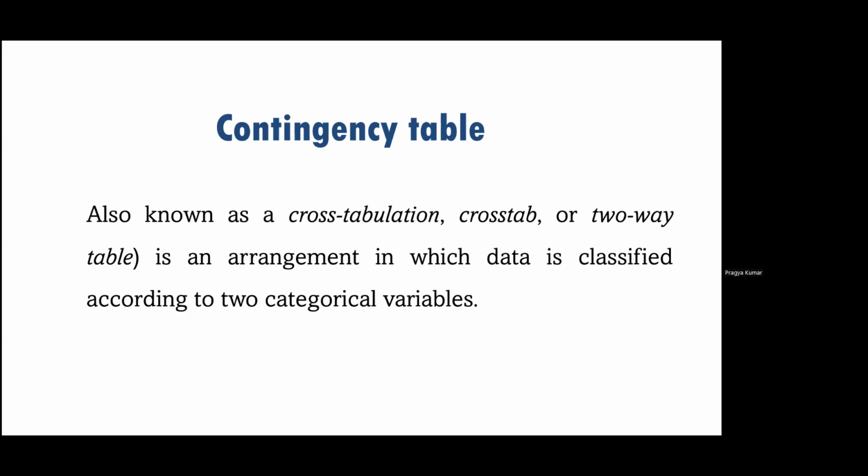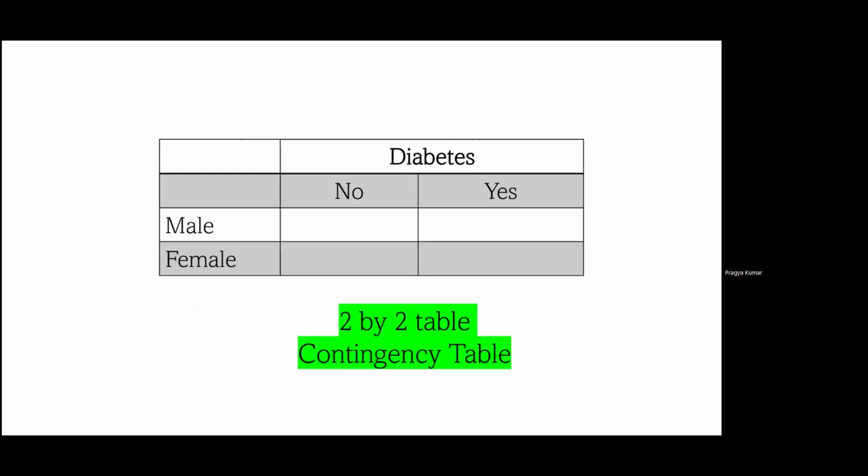There can be various levels of a categorical variable. That means if it is gender with only two levels, male and female, it is known as a binomial variable. If it has more than two, like male, female, and transgender, it has more than two levels, so it is known as a polytomous variable. So any categorical variable which has more than two levels is known as a polytomous variable.